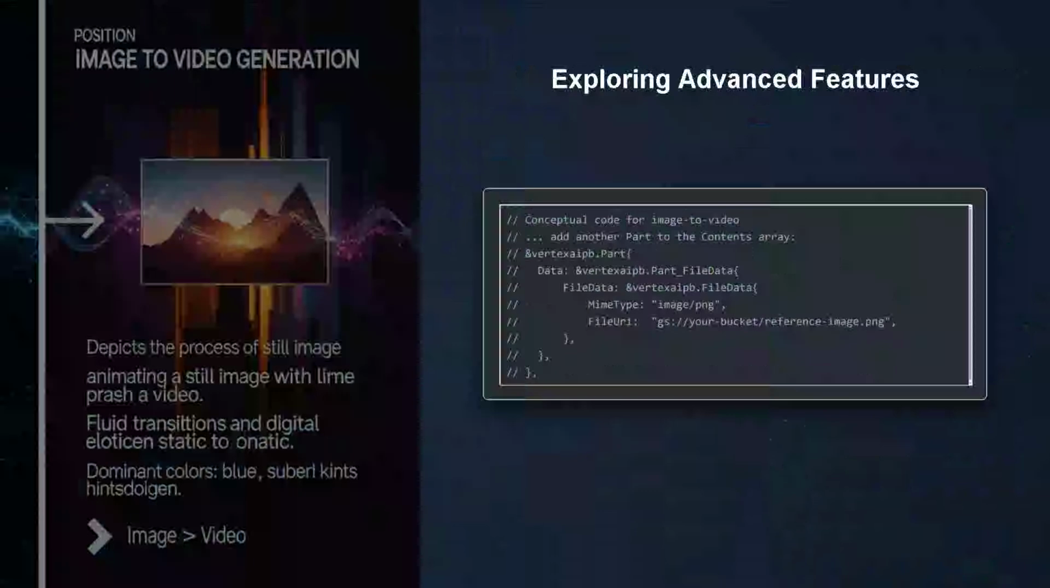VO3 can do more than just text to video. You can provide a reference image for style consistency, generate audio that matches the scene, or even extend clips. This is done by adding more parts to your content request, like a file data part for an image.